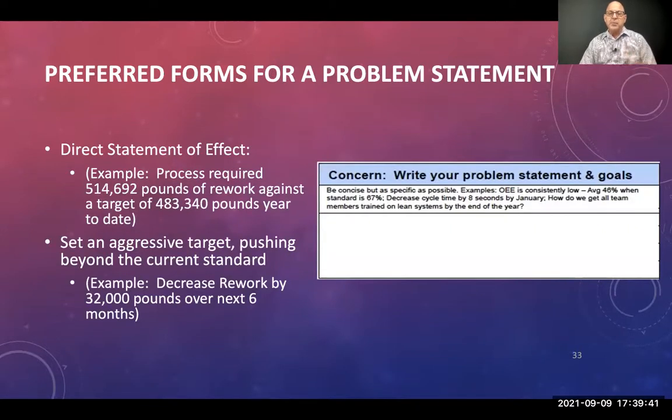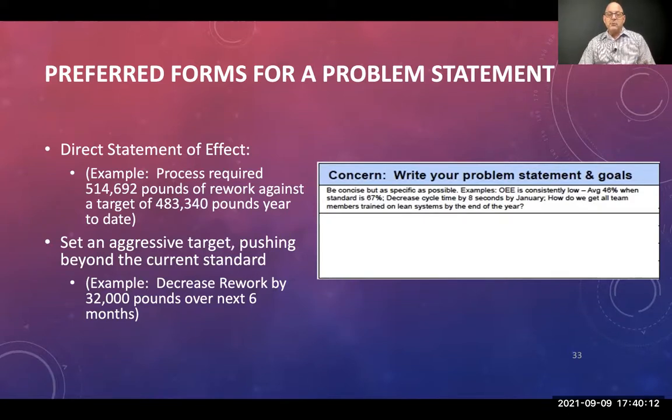In this case, the example is the process required 514,692 pounds of rework against a target of only 483,340 pounds of rework. So this is obviously a process that is not very capable and produces lots and lots and tons and tons of product that has to be reworked. There are real organizations that do that every single day, day in and day out. That's a year's worth of stuff.